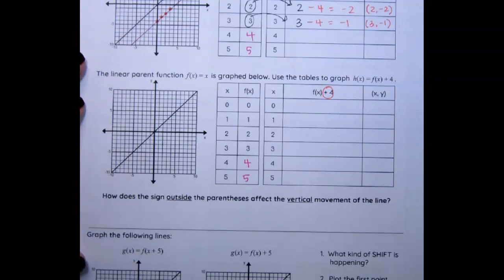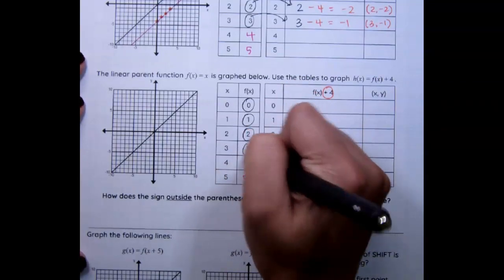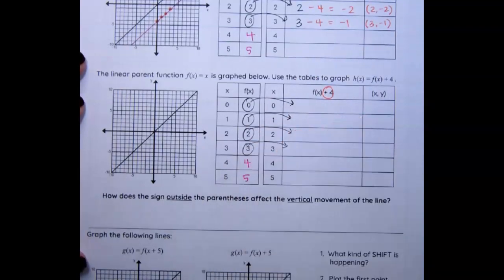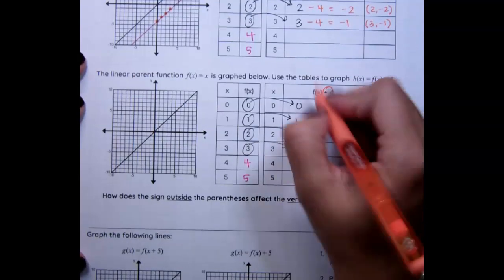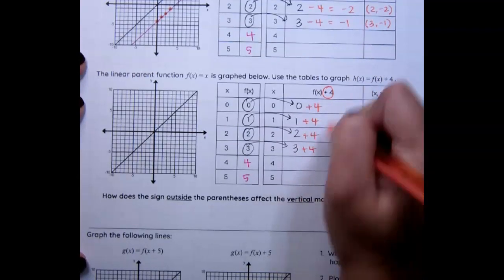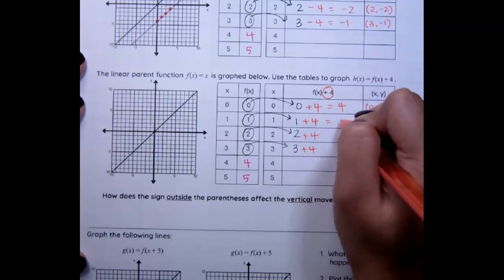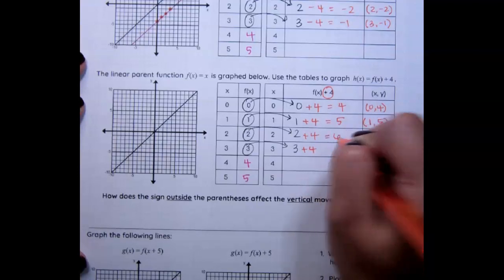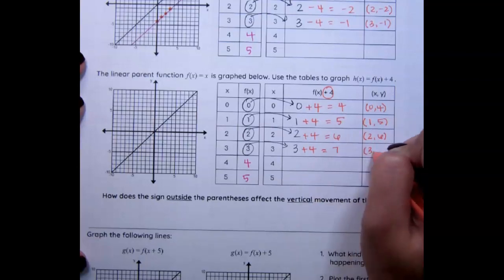So now for the next example, I'm going to add 4. I'm still taking the y values. 0, 1, 2, 3. But this time I'm adding 4. Well, 0 plus 4 is 4, so 0, 4. 1 plus 4 is 5, so 1, 5. 2 plus 4 is 6, so 2, 6. 3 plus 4 is 7, so 3, 7.